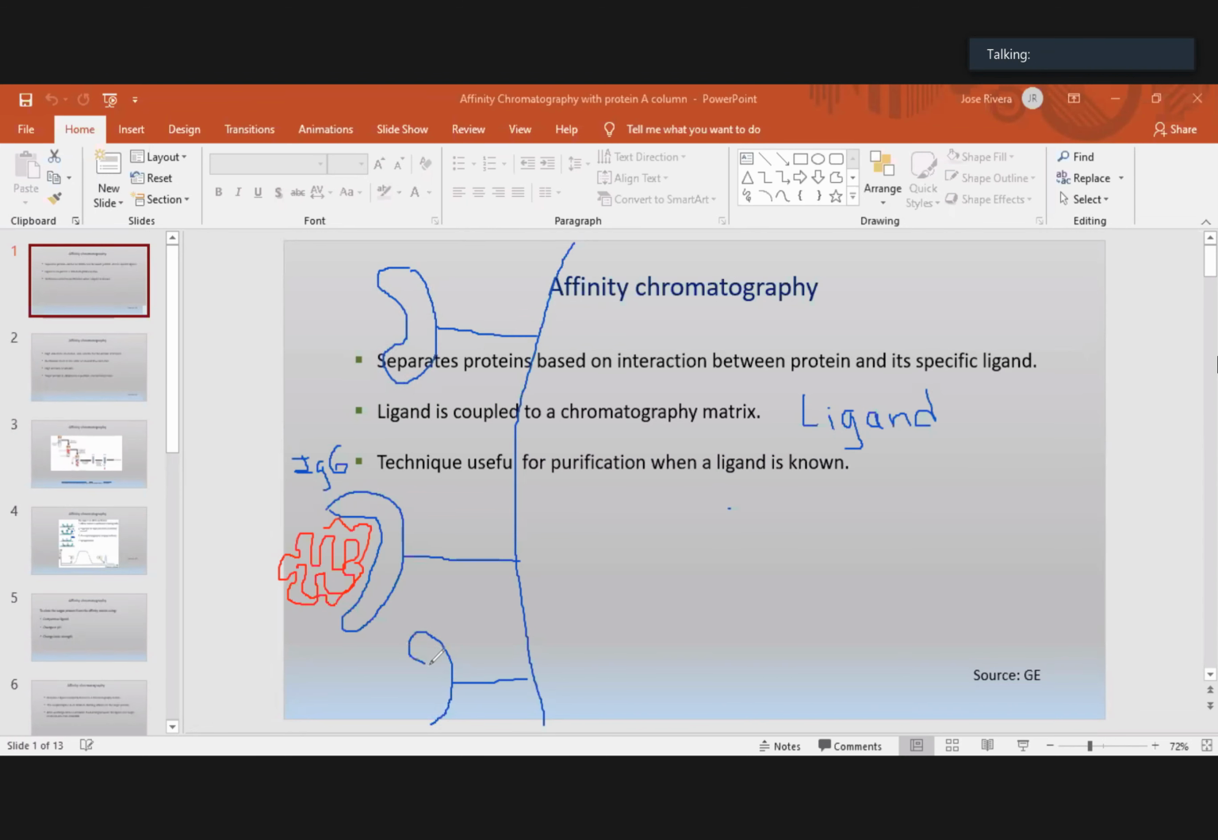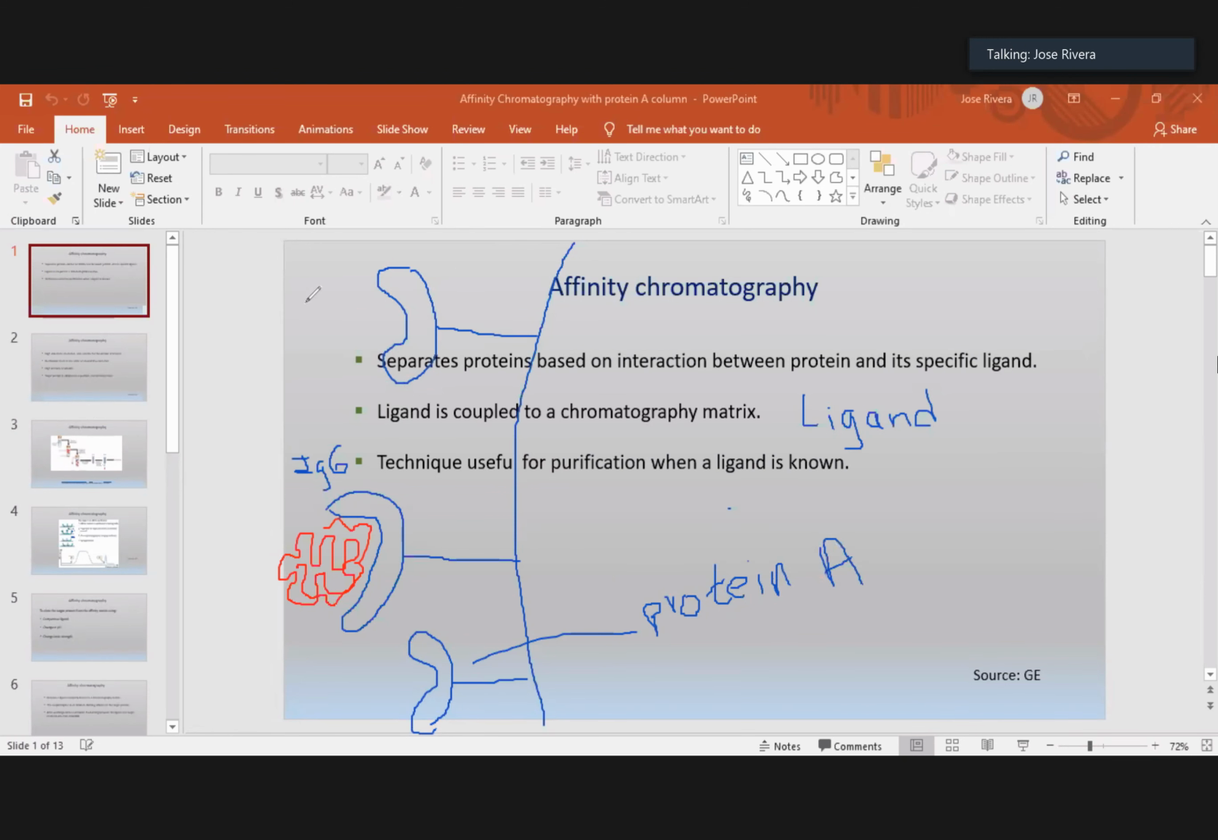So I'm going to draw this like a banana. And so this is going to be protein A, and it's linked in a way that it's not going to come off the beads. It's a very stable chemical reaction, so the protein A doesn't come out of the bead. Okay, so remember, this protein A is the ligand.